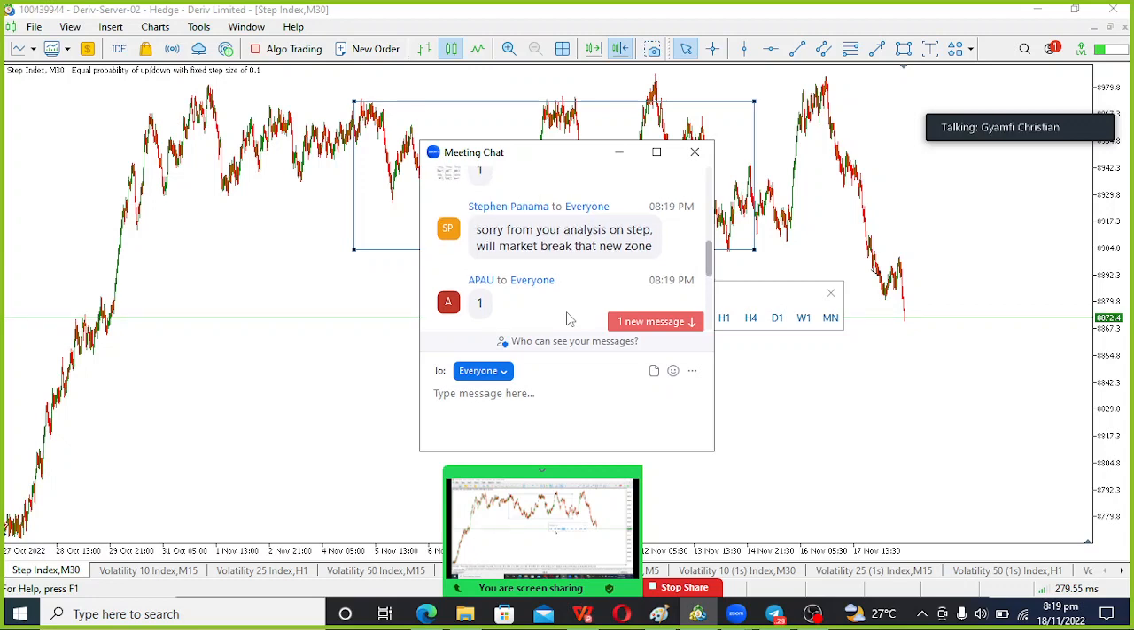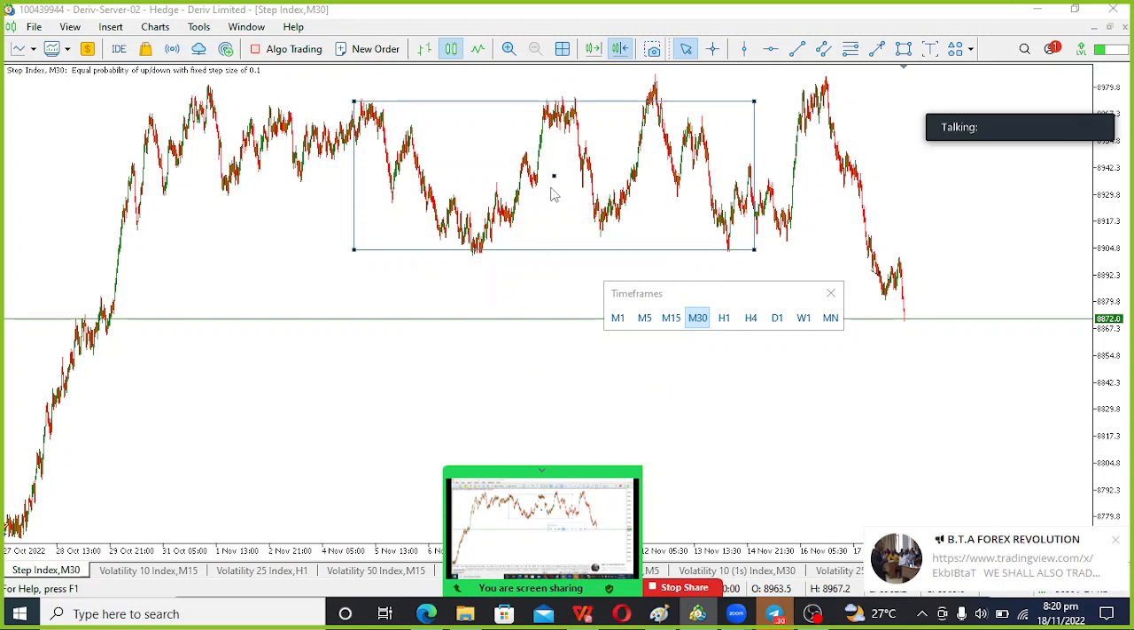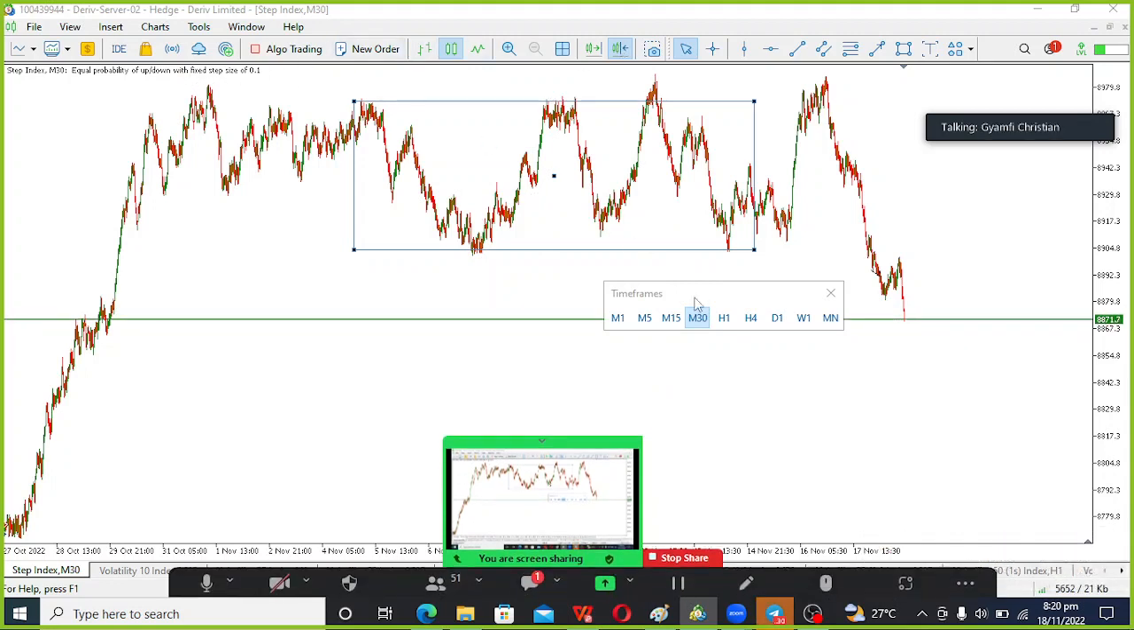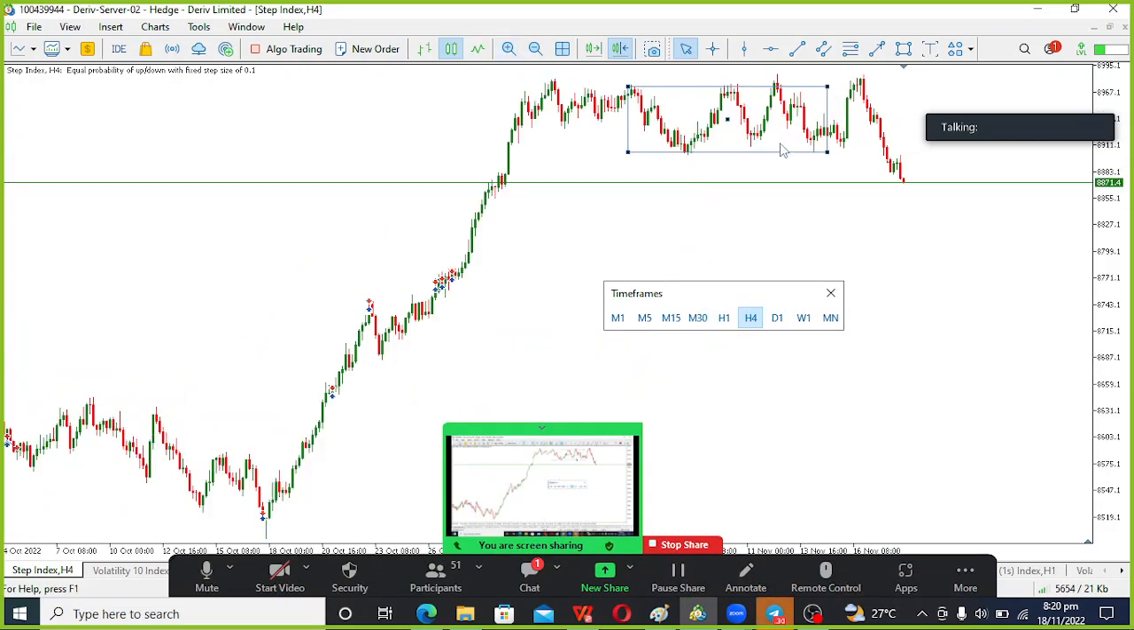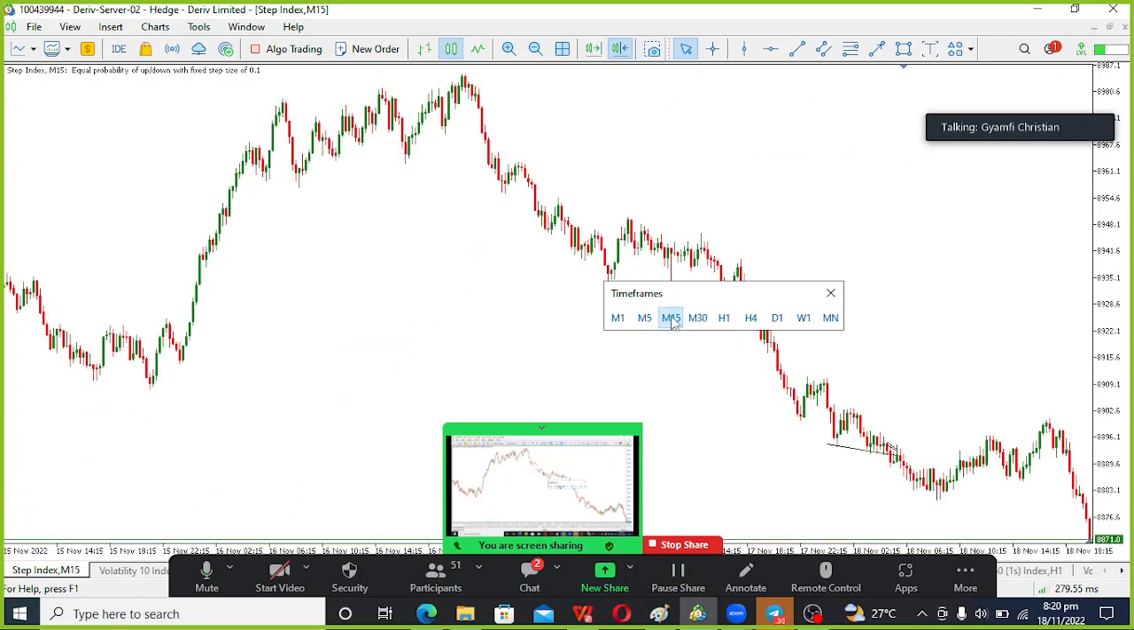Okay, somebody is asking whether the market would break. We'll analyze that once we are done with this. Let me explain this. Currently we are on 30 minutes. Let me switch to H4. Okay, so on H4, you see we have a sideways market over here. Now let me use this arrow and draw from top to down. Then let me switch to maybe 15 minutes.